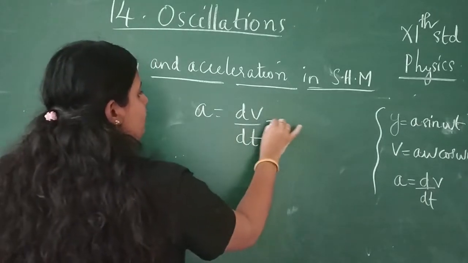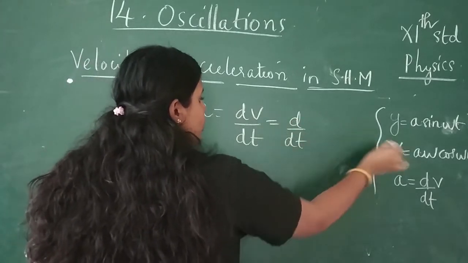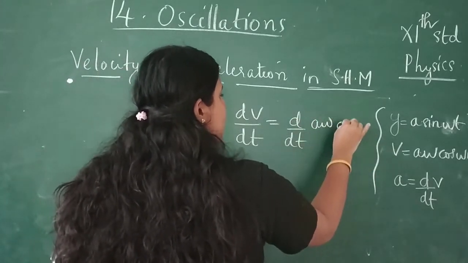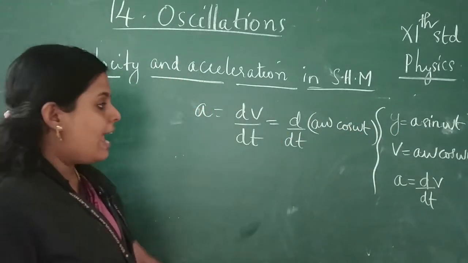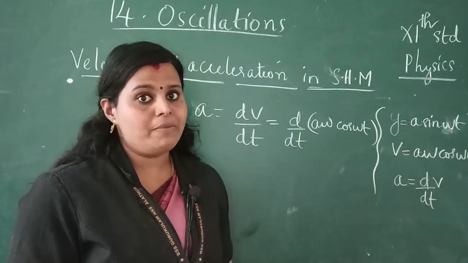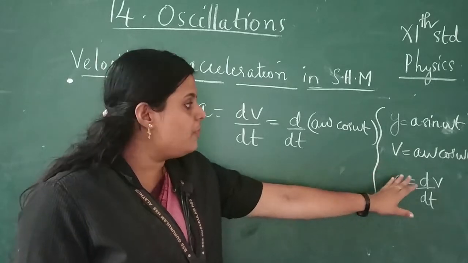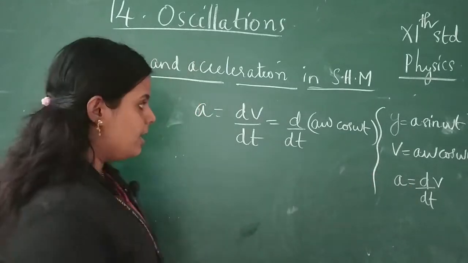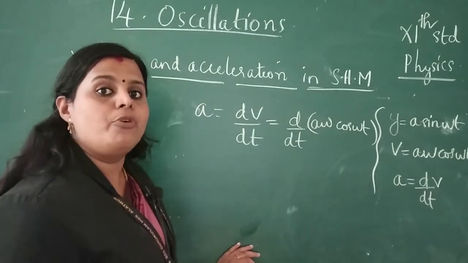So in this expression we can substitute for v. So this will be d by dt of what is v? A omega cos omega t. Clear? Actually the expression for velocity was omega into root of a square minus y square, but in between we have derived a relation like this, v equal to a omega cos omega t. So by differentiating this velocity we will obtain an expression for acceleration.